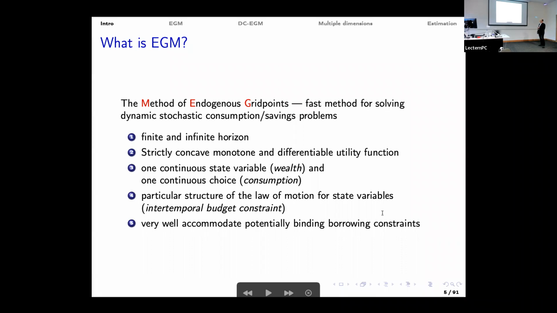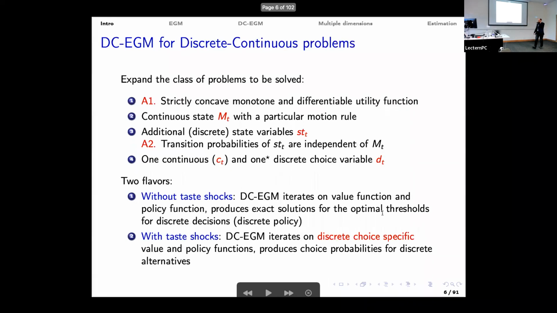There will be a particular structure of the law of motion of the state variables, or this state variable wealth, and you can all think about what that law of motion is. It's very standard, but it will have to have a property that we base this whole approach on. And it turns out that we can accommodate at least simple borrowing constraints pretty efficiently.